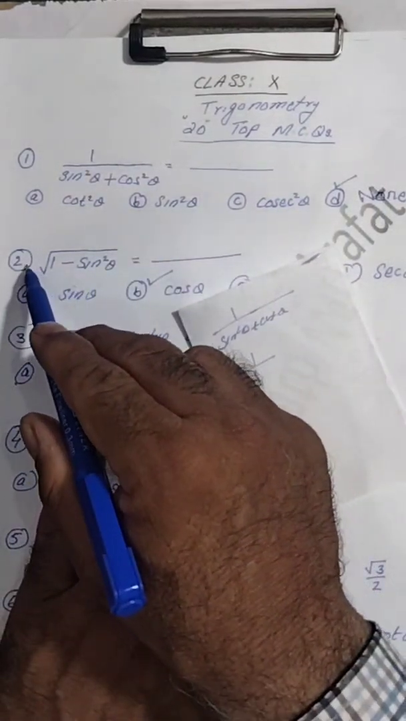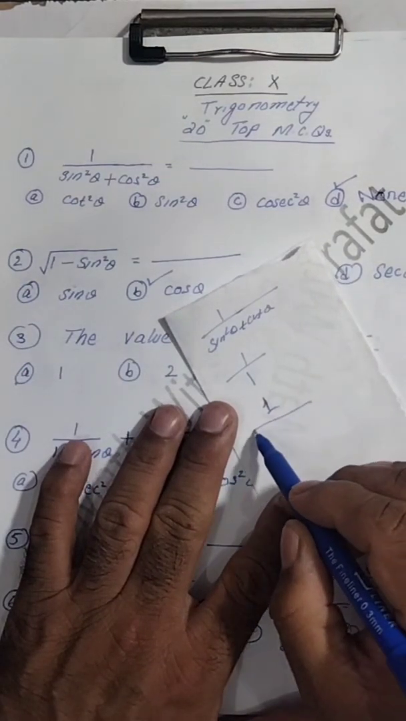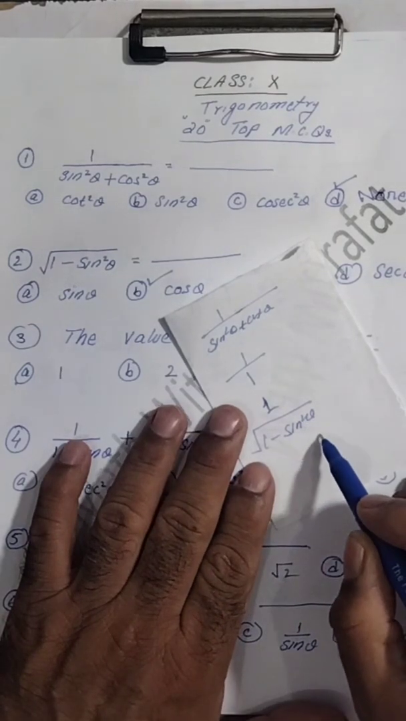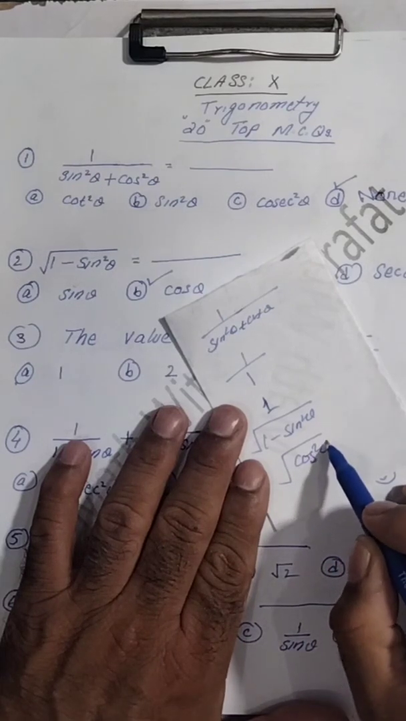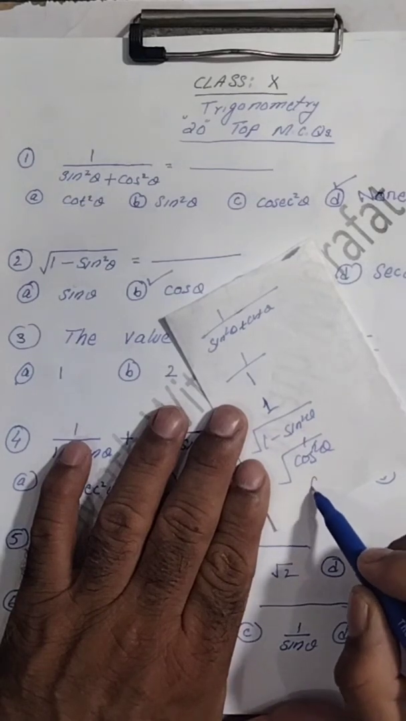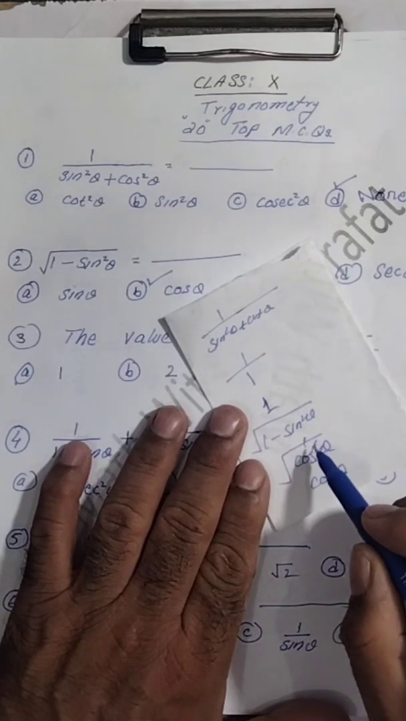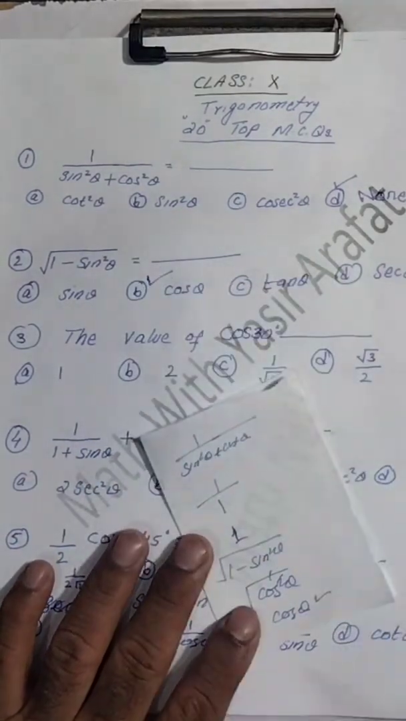Now come to the second MCQ: radical 1 minus sine square theta. We know that 1 minus sine square theta equals cos square theta. This is its formula. So the radical of cos square theta is cos theta, and the correct option is B.